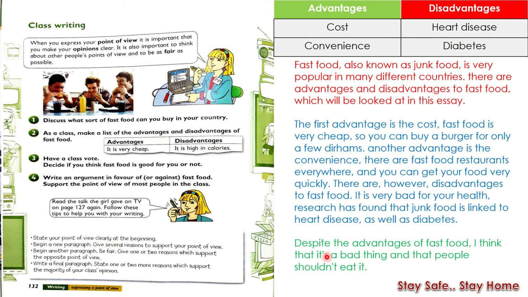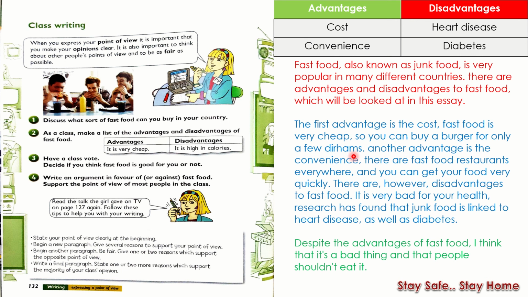Look at how I stated my opinion and showed which side I am with. Despite the advantages of fast food, I think that it's a bad thing and that people shouldn't eat it. So, from this small essay, we figure out that I am against fast food. Okay, guys, that's how you build your opinion essay, based on advantages and disadvantages.